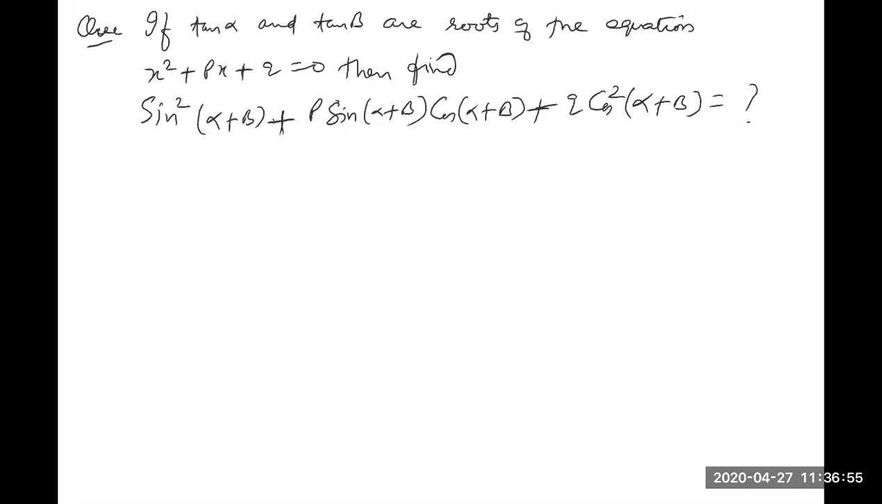See, in this one there is a small extra concept: the first line says tan alpha and tan beta are roots of this equation. You may have done that concept in the 10th class. Again I'm explaining. If the quadratic equation is ax square plus bx plus c is equal to 0, and its roots are alpha and beta, then the sum of the roots alpha plus beta is equal to minus b upon a, and the product of the roots is given by c upon a.